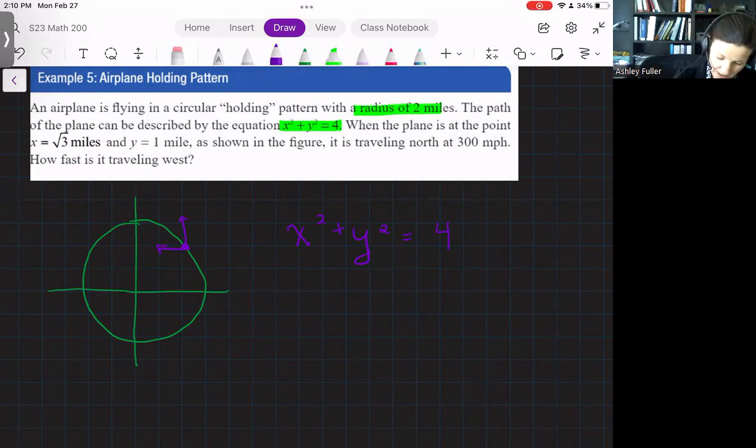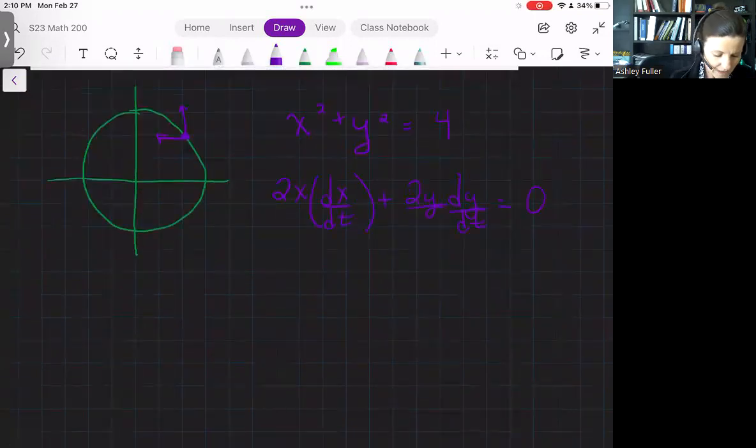So we can differentiate this. I can take the derivative: 2x times the change in x with respect to time, because I'm looking for how fast it's traveling with respect to time, plus 2y times the derivative of y with respect to t. And when I take the derivative of 4, I get 0. Here, the y direction is north. We know that that value is 300. So I have 2x dx over dt plus 2y times 300 equals 0.